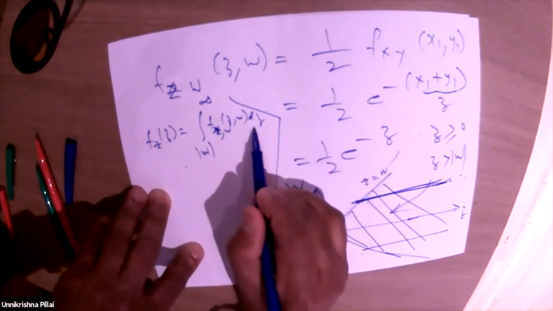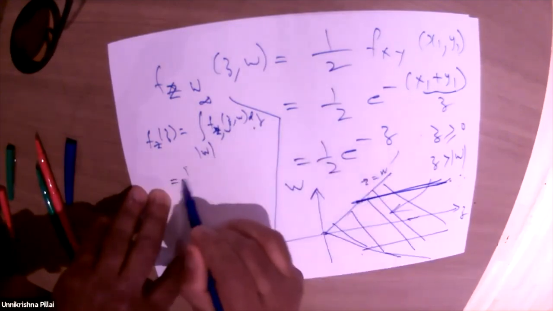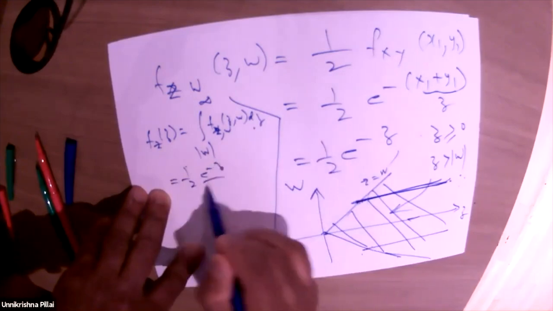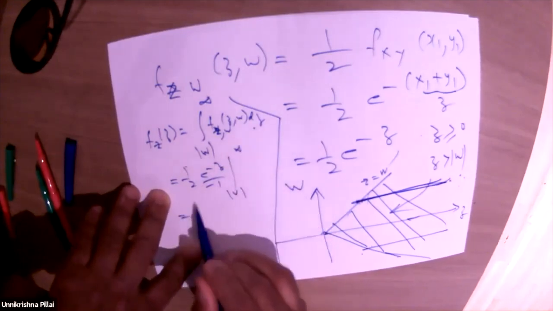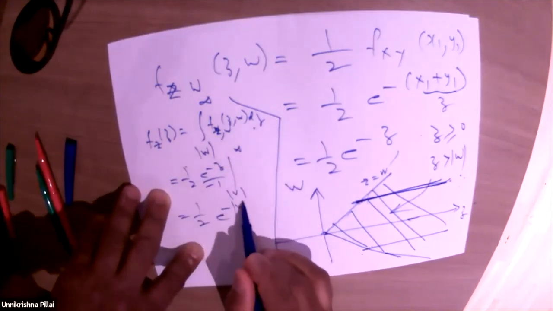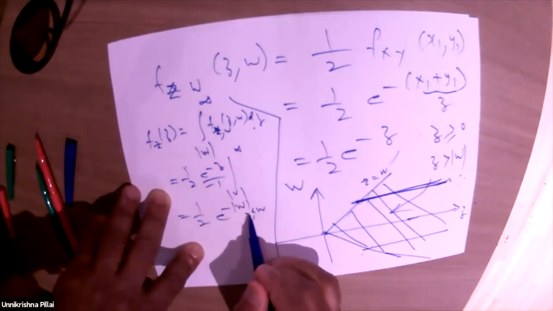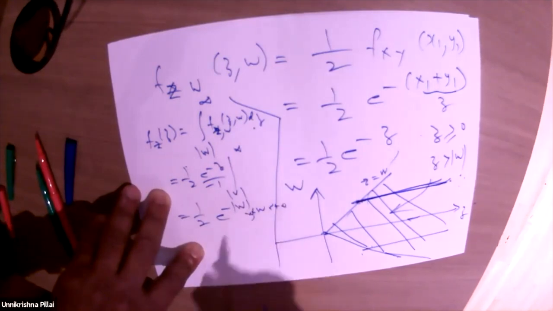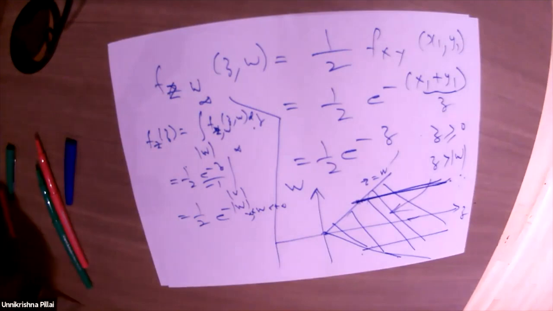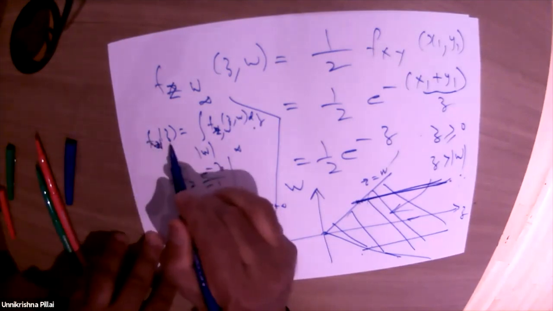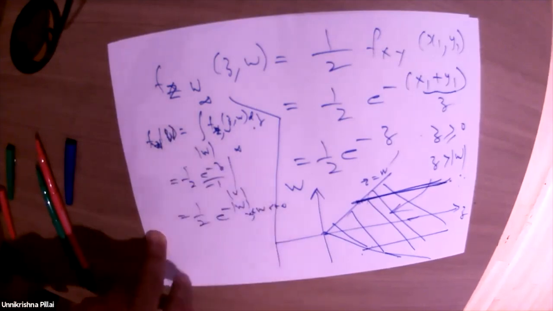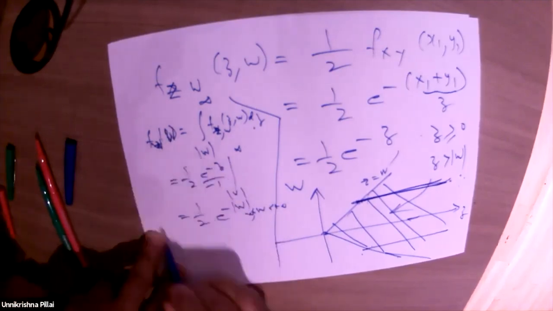Integration is on Z. So if I integrate this, you get half e raised to minus Z over minus... absolute value of W. So this answer will come out to be half e raised to minus absolute value of W, where W goes from minus infinity to plus infinity. Remember, what was absolutely crucial is most of you would have missed it if you don't do problems like this. Oh, this was F_W(W), I guess. So let's just change it to F_W(W).